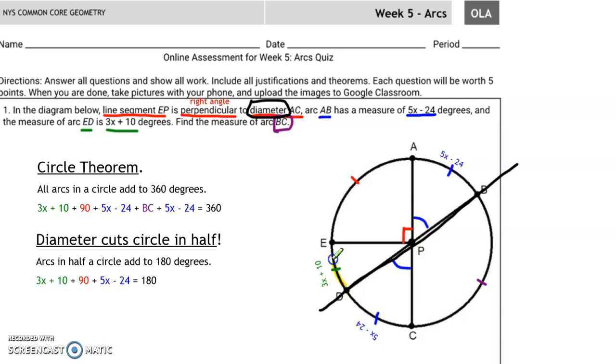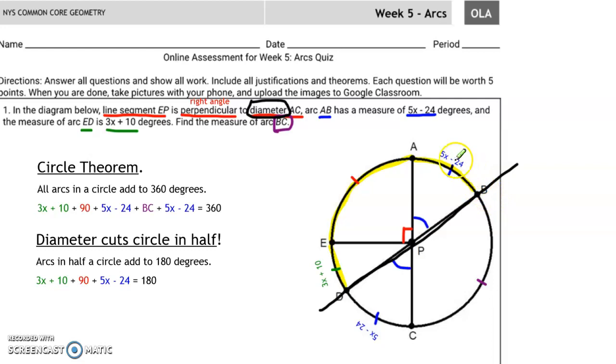Well, we have this arc, which we labeled as 3x plus 10, that's here. We have this arc, which we labeled as 90 degrees, which makes sense because this is a right angle, that's here. And we have this arc, which is 5x minus 24, which rounds the equation out here. And it's equal to 180, as I said, because half of the circle adds up to 180 degrees. Hopefully this makes sense to you.